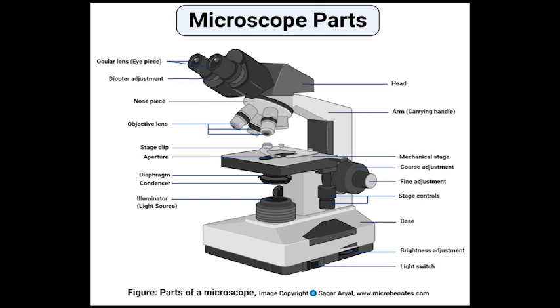Usually, light compound microscope consists of four types of objective lens: times 4, times 10, times 40, times 100. Magnification and resolution.